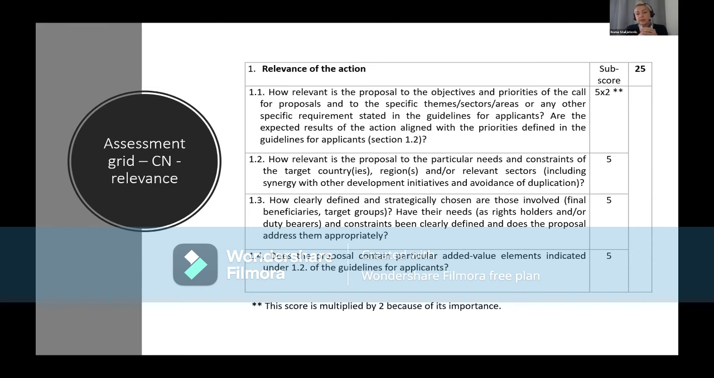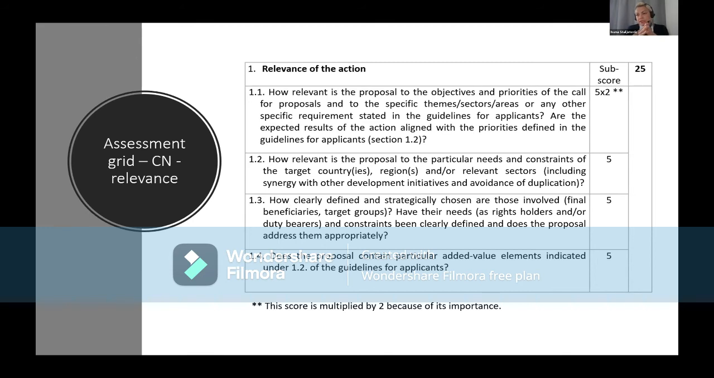The added value elements are also evaluated under relevance of the action. It's question number 1.4: whether your proposal contains particular added value elements which are indicated in the guidelines for applicants. You may find the list of added value elements under point 1.2. We also had it in our presentation. It slightly differs for lot 1 and for lots 2 and 3, so just take a closer look. Here you can be scored up to 5 points.